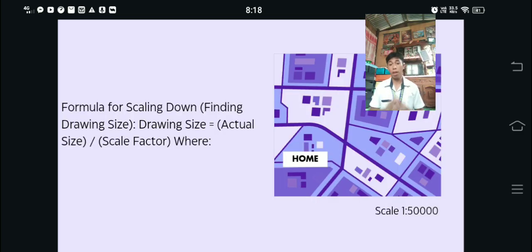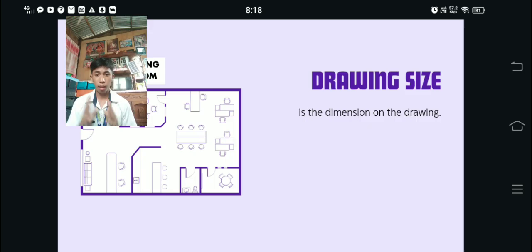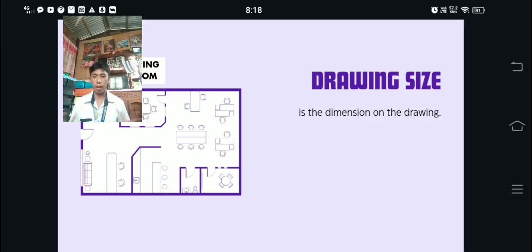So next we have the formula for scaling down. To find the scaling down, we need this formula: the drawing size equals the actual size divided by the scale factor. Next we have the drawing size. It's a dimension on the drawing. This drawing size is the dimension of the drawing. With the help of this we can predict a certain area. It is no longer difficult to identify how big the area is by the help of the drawing size.